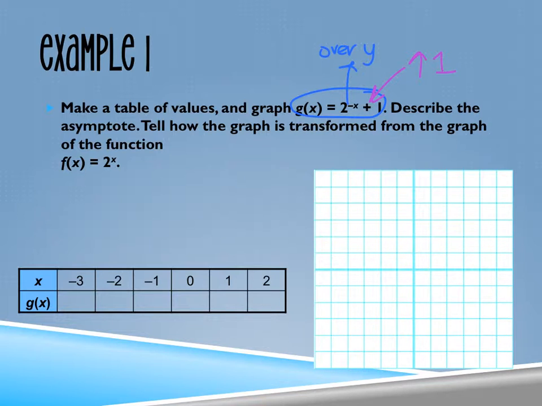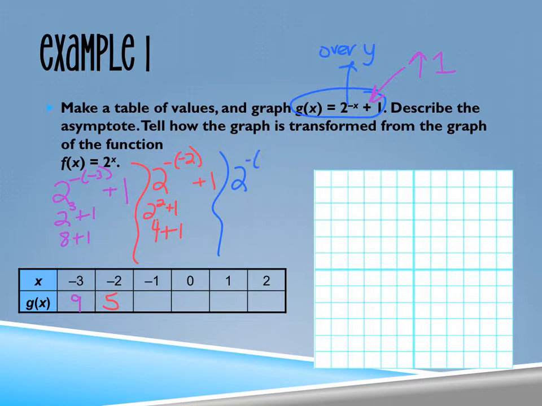Okay, so now let's actually plot some points. So if it's negative 3, so this would be 2 to the negative negative 3 plus 1, which becomes 2 to the third plus 1, 8 plus 1, which is 9. To the next one. And you're going to have your calculators for these, but you can do them without. Negative 2: opposite of negative 2 becomes positive 2, 2 squared plus 1, which is 5. And then negative 1: 2 to the negative negative 1 plus 1, 2 to the first plus 1, which is 3.